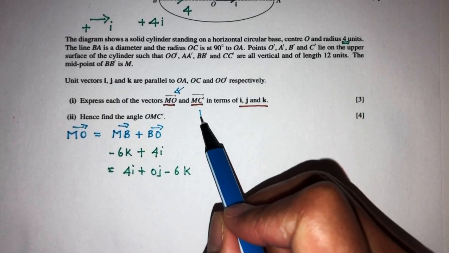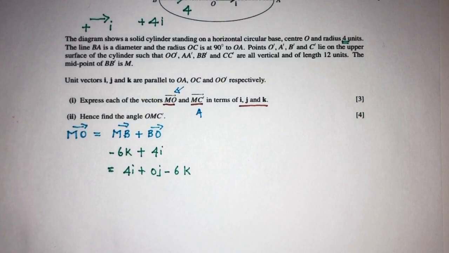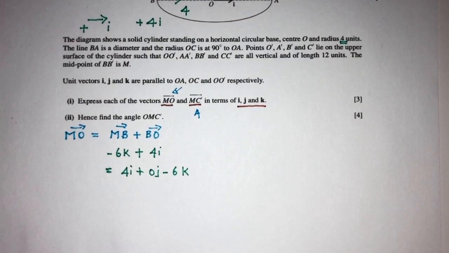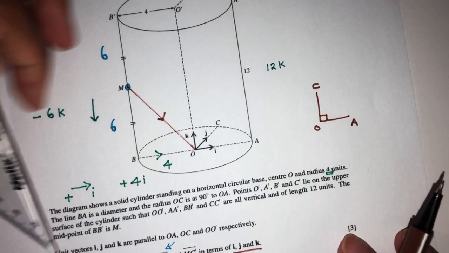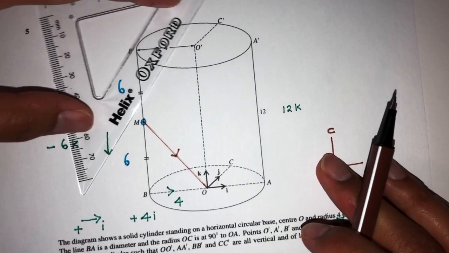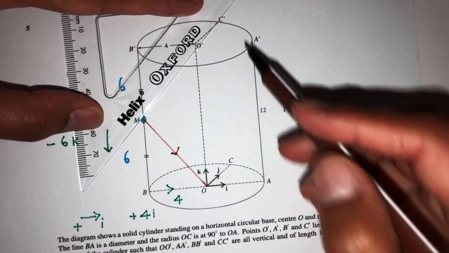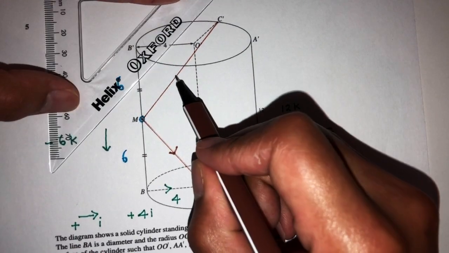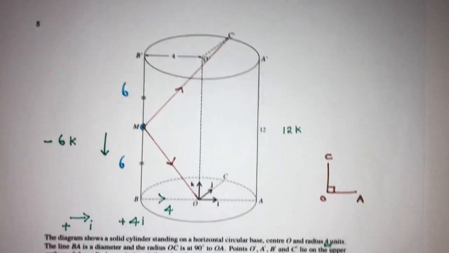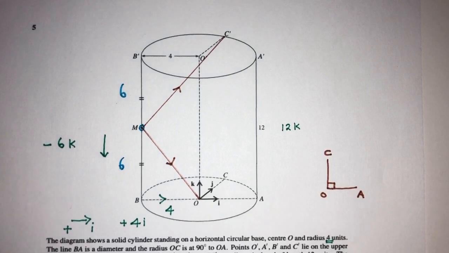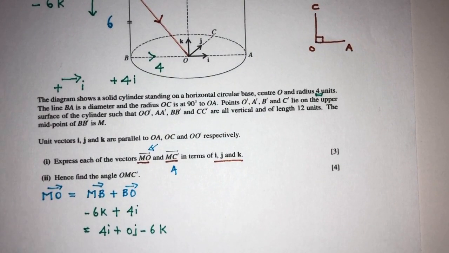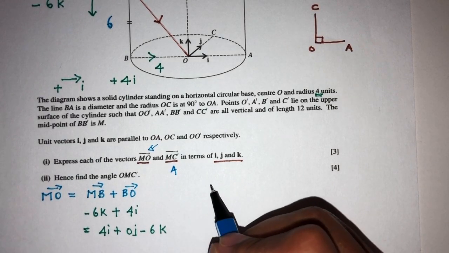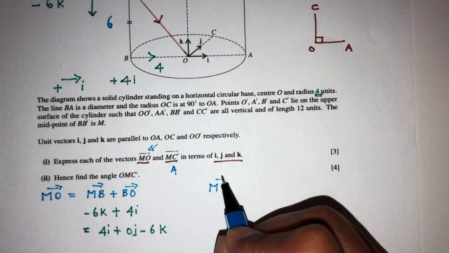Now, for MC, we have to do the same thing. Let's have a look at the diagram. From M moving to the point C. So M going to C. That's your goal for this part of the question. Now, how can you move from M to C? Let's observe. Let me write this down first here: M going to C.